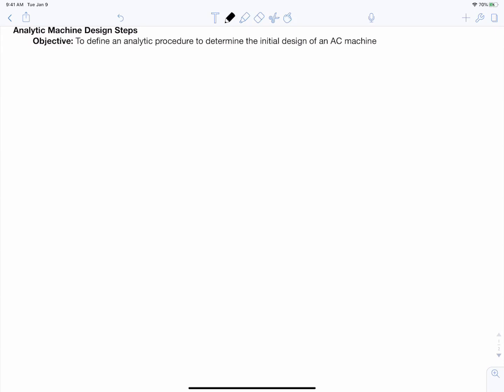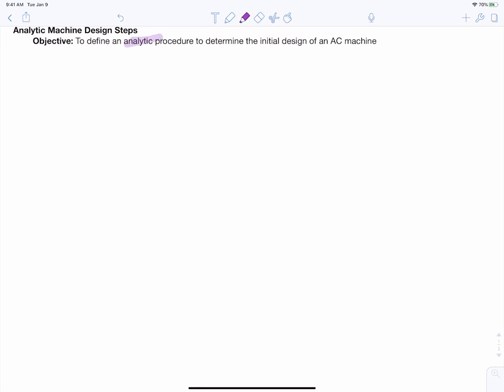The objective of this video is to define an analytic procedure to determine the initial design of an AC machine. And really, the goal of this video is that we're going to develop a set of processes or a procedure that we can use to determine everything about a machine that we want to design. And this is going to be analytic.